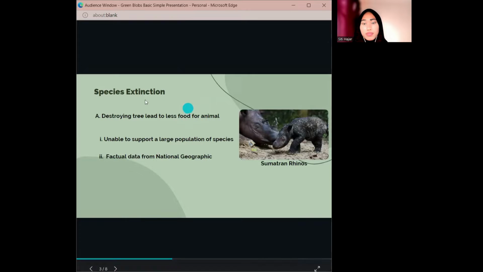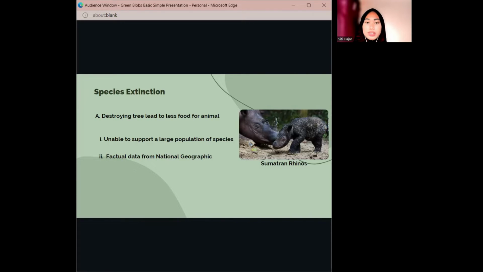Firstly, the negative impact of deforestation is species extinction. Destroying trees may mean less food for animals that rely on fruits, nuts, and leaves produced by trees. When deforestation happens, the forest will be unable to support a large population of species. As a result, the population will shrink, and so does the genetic variation, which in turn leads to increased risk of extinction in the future.